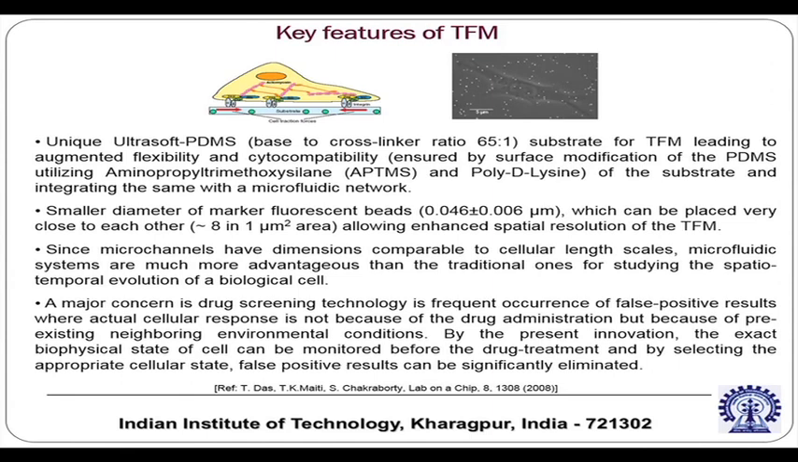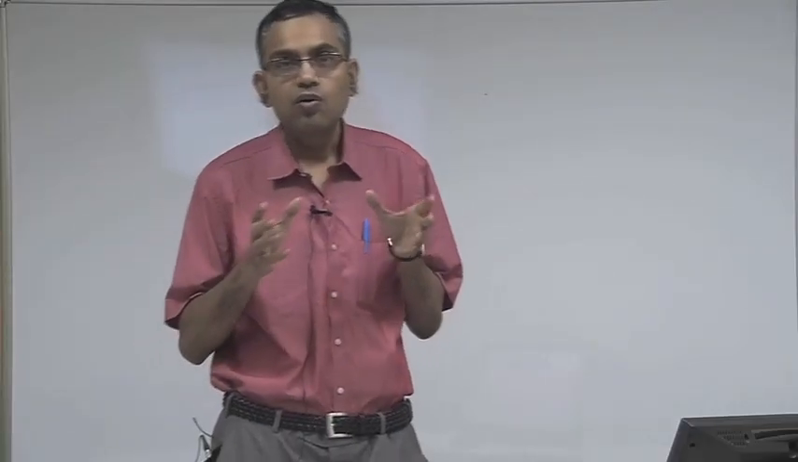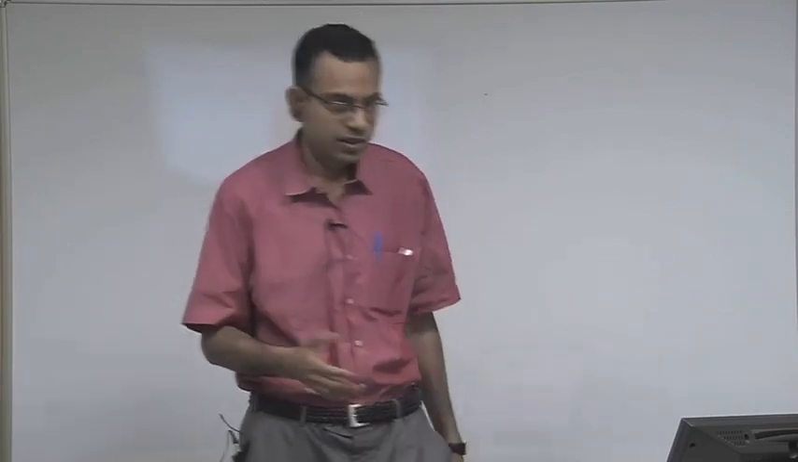Then smaller diameter marker fluorescent beads, like 0.046 plus minus 0.006 micron, can be placed very close to each other. Typically 8 beads in 1 micron square area, allowing enhanced spatial resolution of the TFM. So in this way you can basically probe the dynamics of a cell over length scales of microns.